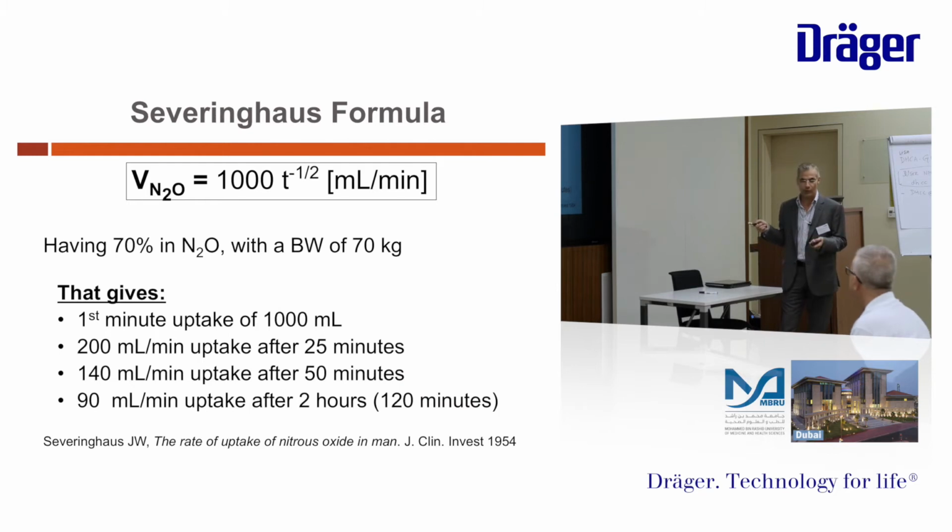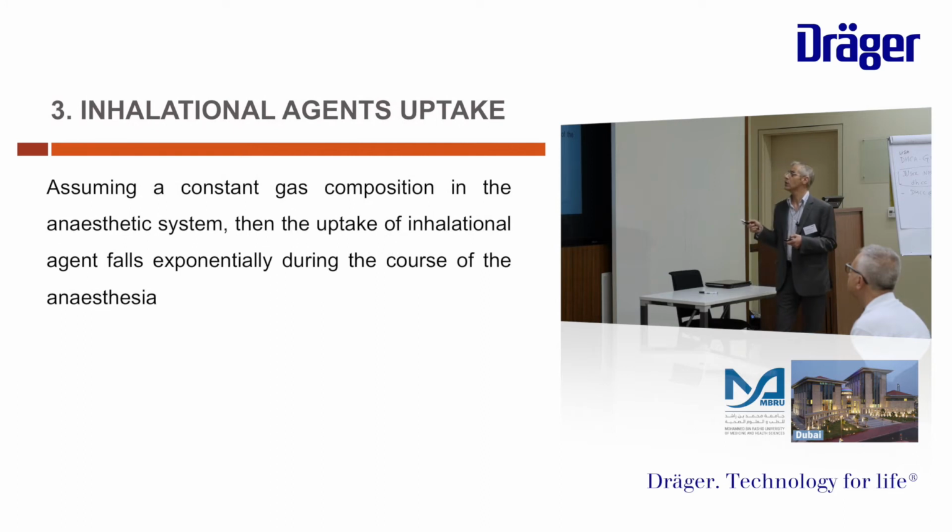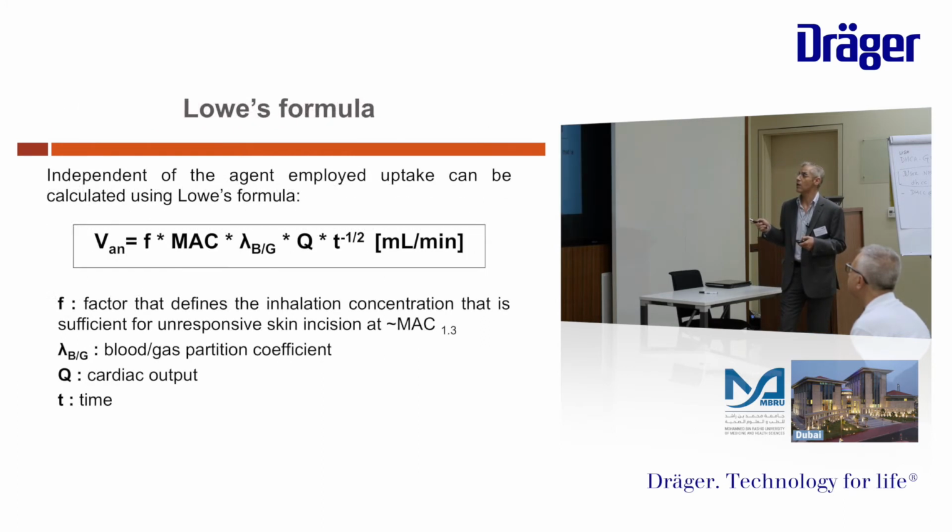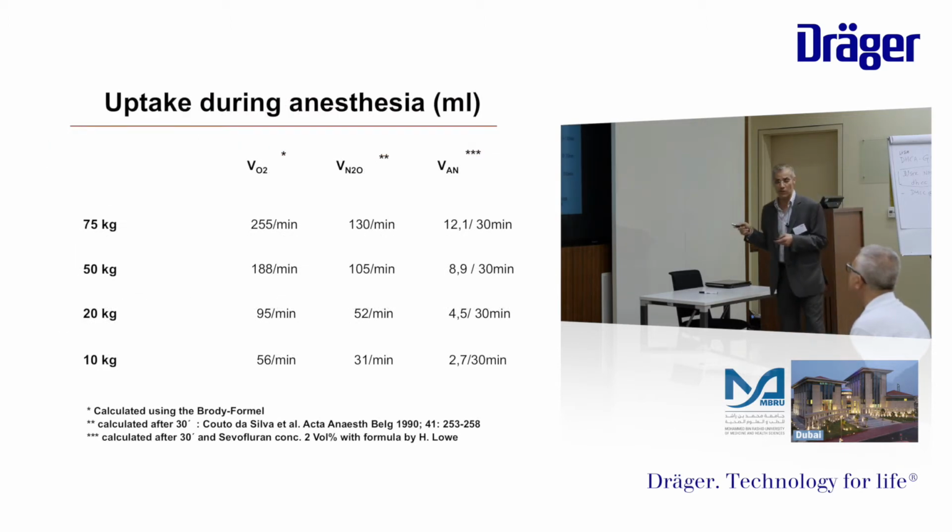From this equation, nowadays, we can say very simply that in a patient of average 75 kilograms, in the first minute, the uptake can reach up to 1,000 ml of nitrous oxide. And this uptake will be reduced by more than 90% after 2 hours, reaching 90 ml per minute after 2 hours of anesthesia. And finally, the inhalational anesthesia equation was done by Lowe's formula. Of course, you can see it's a very long and difficult equation, and you can imagine how much effort he made to give us this equation. But thank God that we can calculate everything easily now after the invention of this equation.